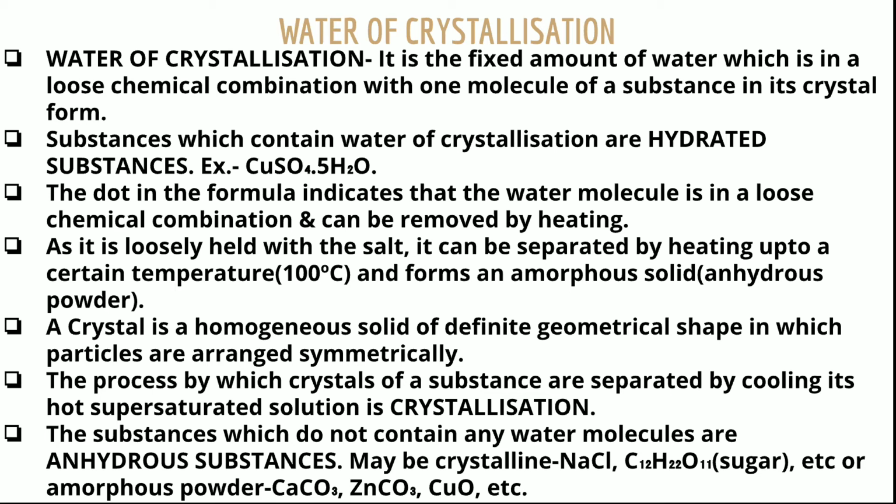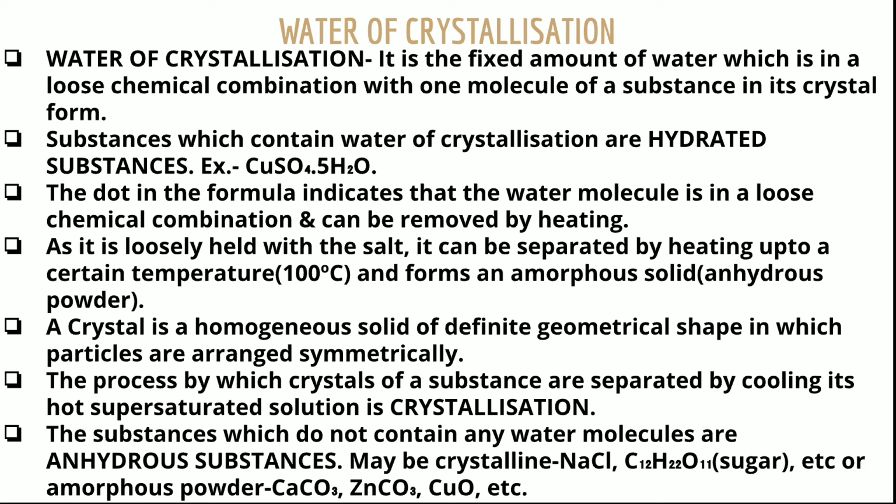Okay, what is a crystal? It's a homogeneous solid of definite geometrical shape in which the particles are arranged symmetrically. It is a homogeneous solid which has a definite geometrical shape, either a square or rhombus, like that, in which the particles are arranged symmetrically.